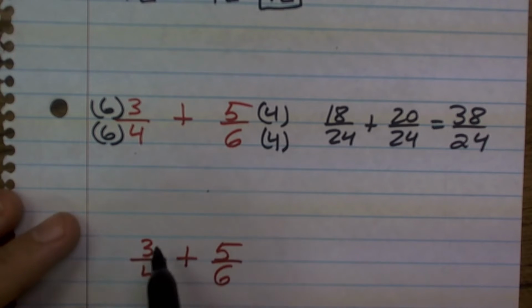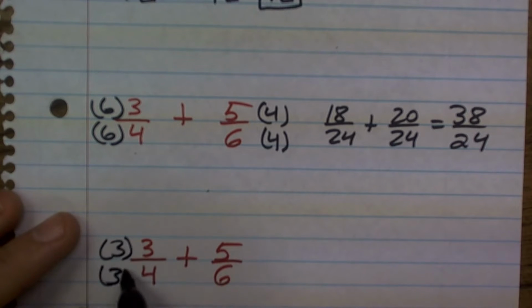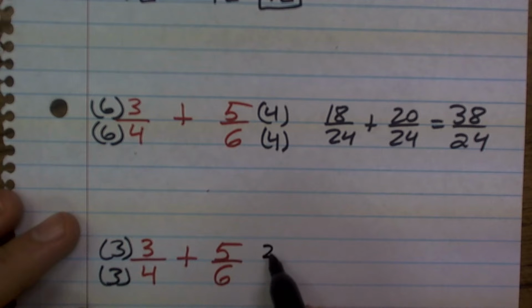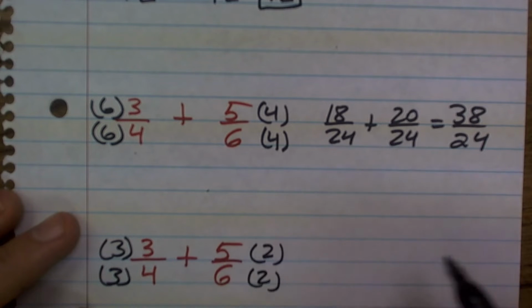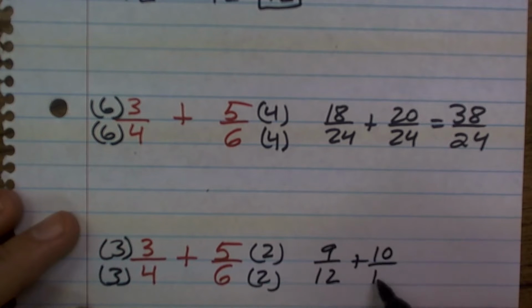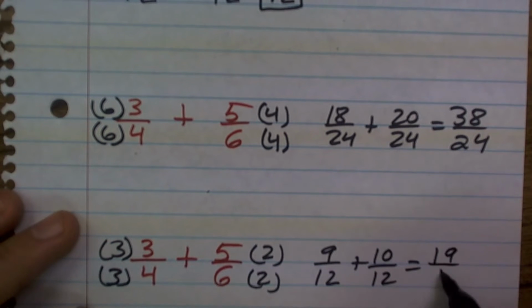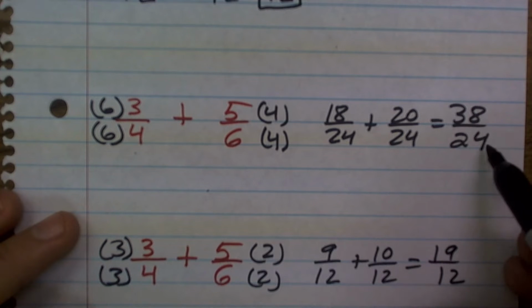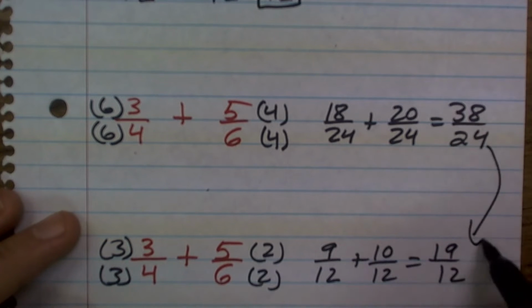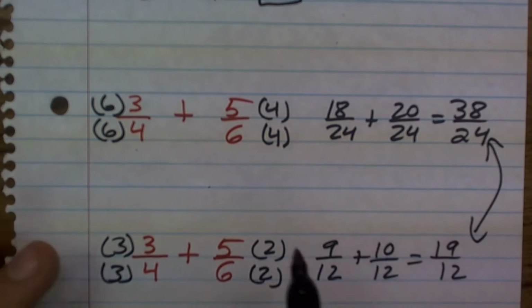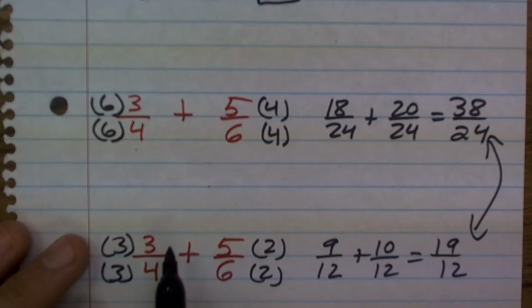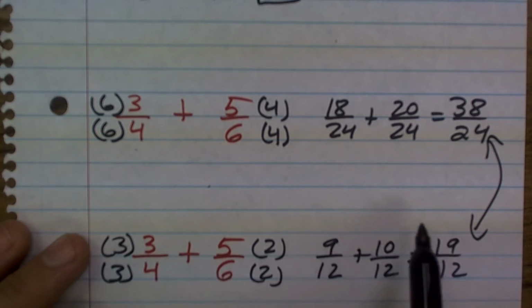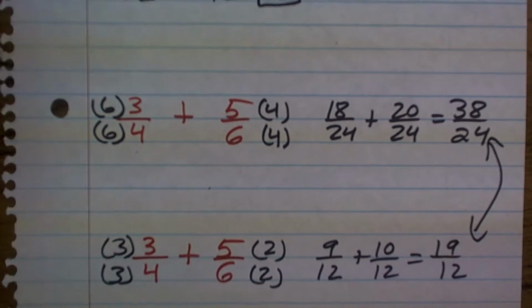So to get into 12, I need to multiply this by 3 over 3. And to get 6 to be 12, I need to multiply by 2 over 2. Therefore, when doing this, I now get 9 over 12 plus 10 over 12, which equals 19 over 12, which, if I were to reduce this by dividing it by 2 on the top and bottom, I would get 19 twelfths. So just be careful. Even though this works for all of them, you want to find your lowest common multiple. Therefore, you already have your reducing done for you.